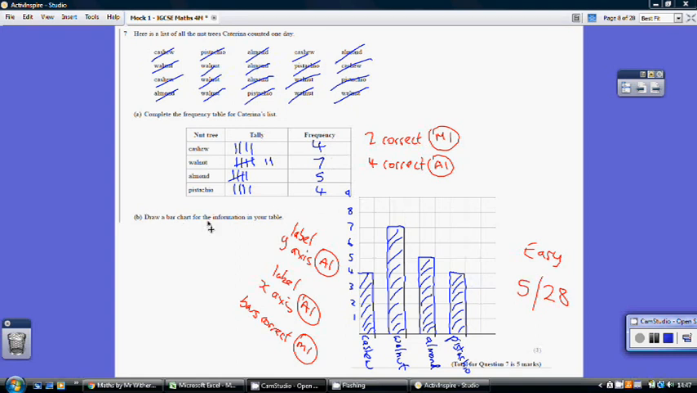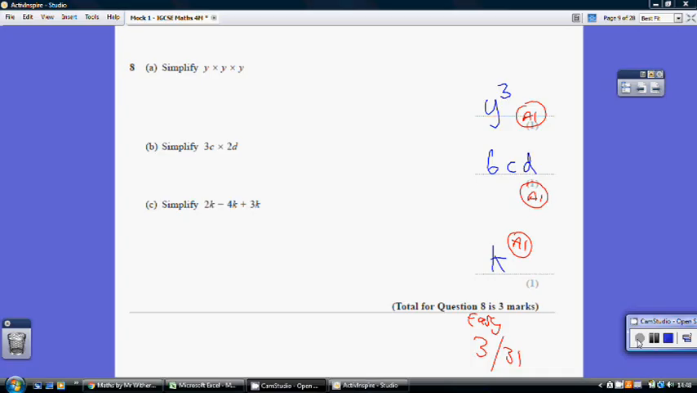Now to draw a bar chart of this information, have your nuts across the bottom: cashew, walnut, almond and pistachio. Make sure you include the numbers on the side, 1, 2, 3, 4, 5, 6, 7, 8, 9. And obviously the cashew goes to a height of 4, walnut 7, almond 5, pistachio 4. You don't have to leave a gap between the bars, but I think it's nice to do so just to spread it out nicely.